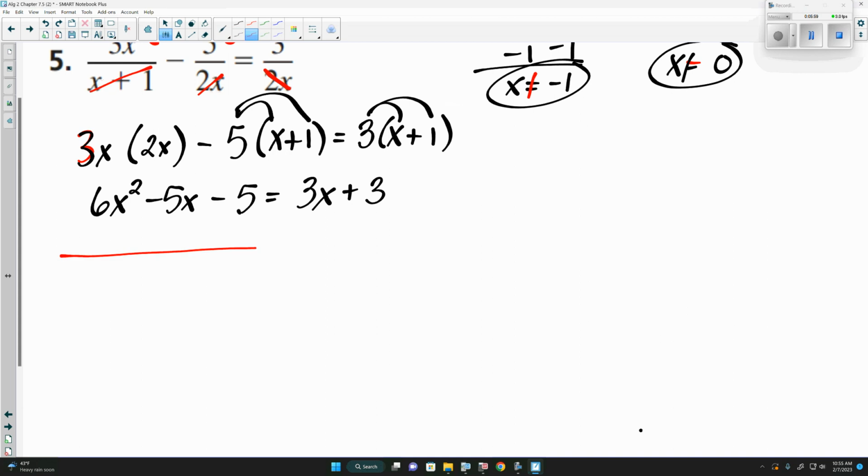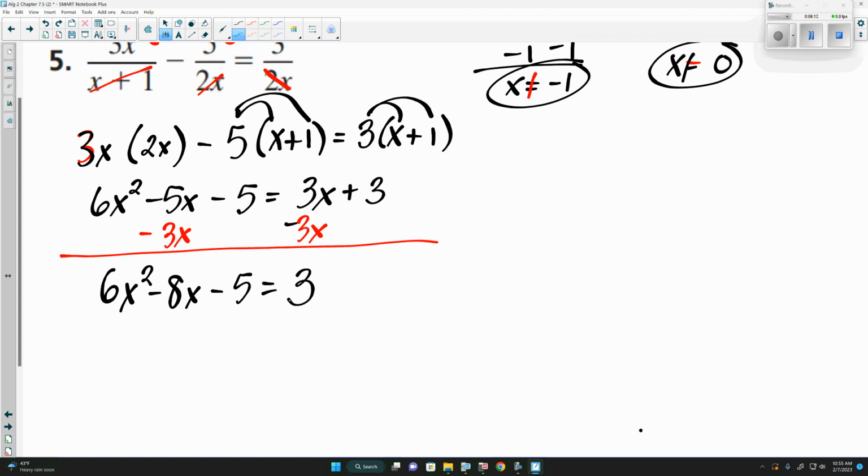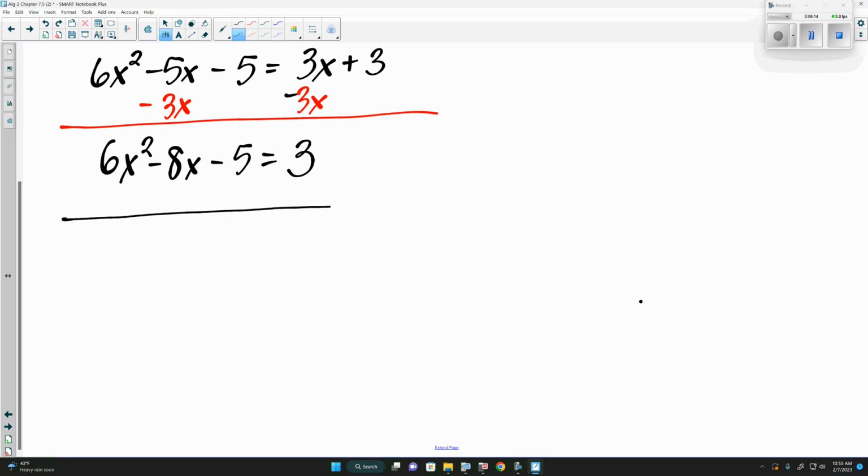So, what we can do first is subtract 3x from both sides, which will tell us that 6x squared minus 8x minus 5 is equal to 3. Then we can subtract 3 from both sides, telling us that 6x squared minus 8x minus 8 is equal to 0. Questions on this here so far?